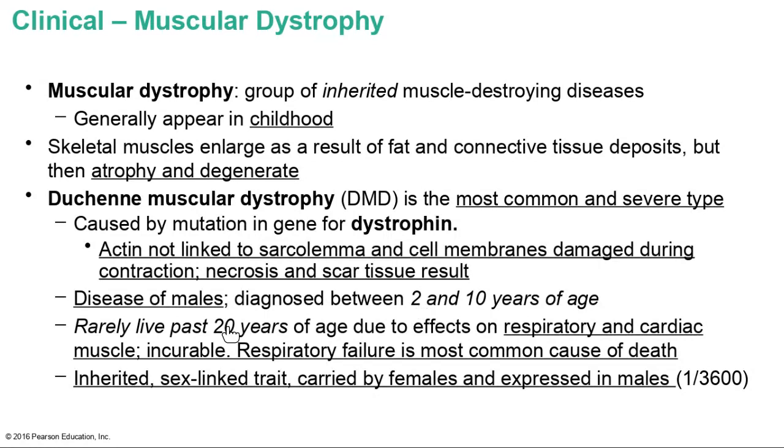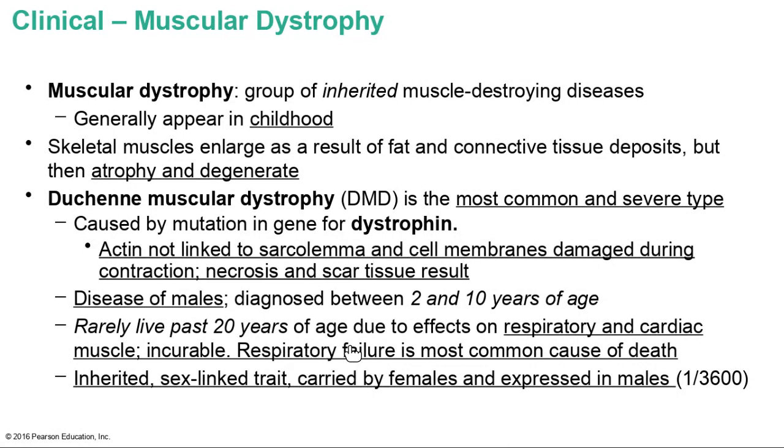Now, unfortunately, people with this disease don't live very long. They rarely live past 20, and the reason for this is because we have muscle in other areas around vital organs that are going to be affected. Respiratory is going to be the system that's most severely affected by this disease, and the most common cause of death is going to be respiratory failure.